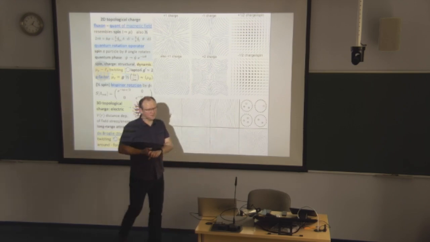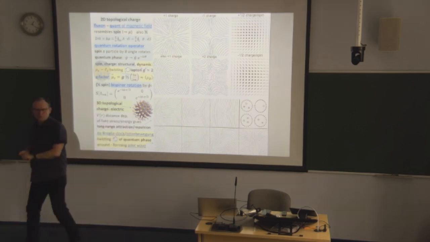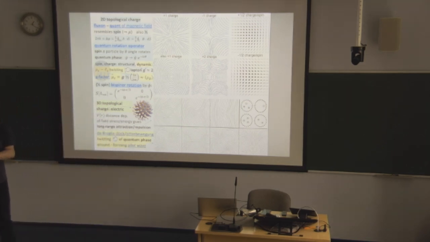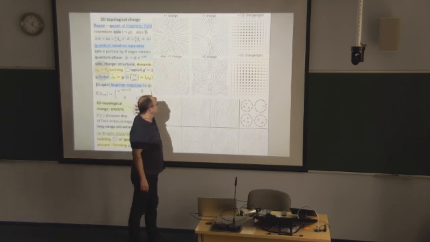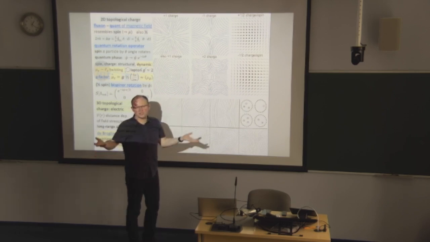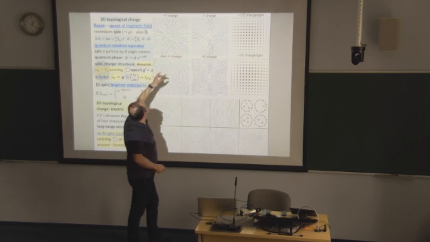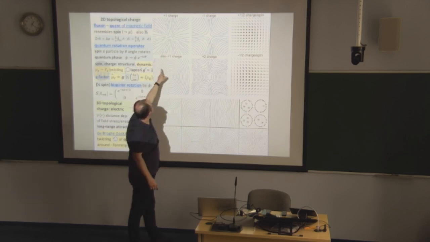Okay, so we work in 3 dimensions, and we have 2 types of topological charges here. Yes, so we have 2-dimensional topological charges that take a loop around. We calculate how many times the field rotates. It has to be an integer number times 2 pi. Yes, so here is +1 charge. Here is also +1 charge.